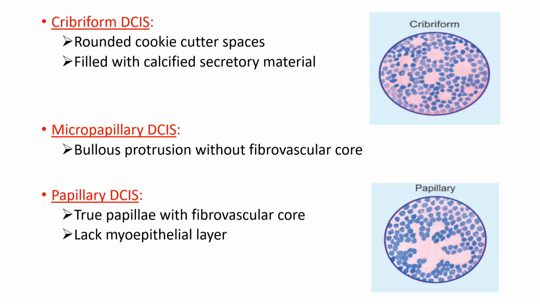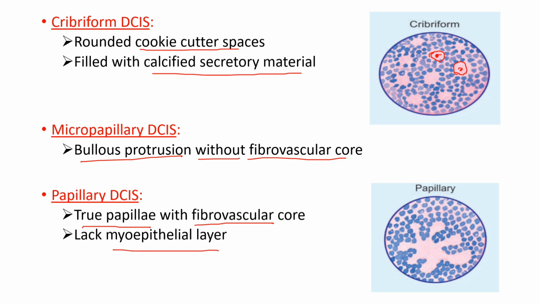The next is the cribriform DCIS. It consists of rounded cookie cutter spaces filled with calcified secretory material. This is a diagram of cribriform DCIS having cookie cutter spaces with secretory material in them. And next is the micropapillary DCIS having bulbous protrusions without a fibrovascular core. And next is the papillary DCIS having true papillae with a fibrovascular core, and they lack a myoepithelial layer.